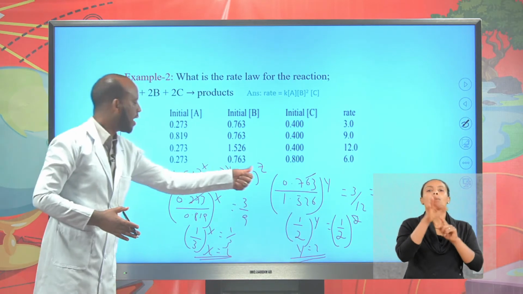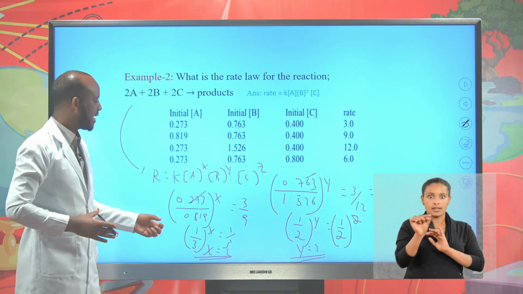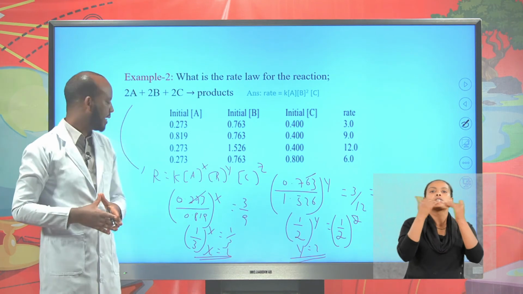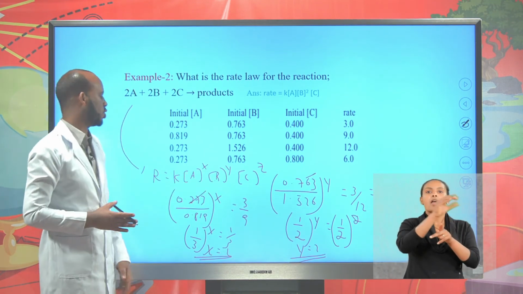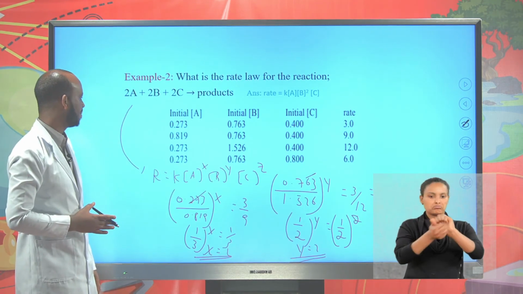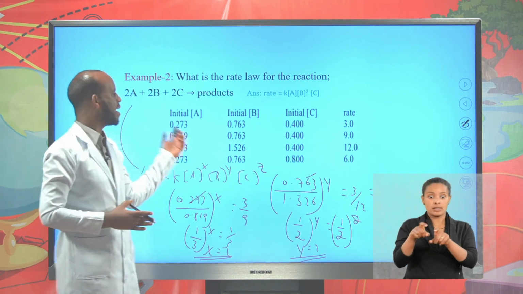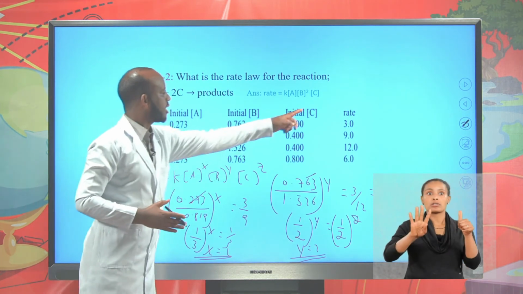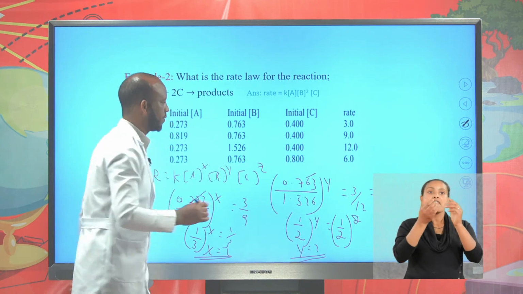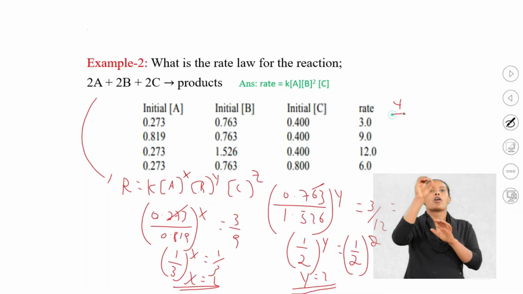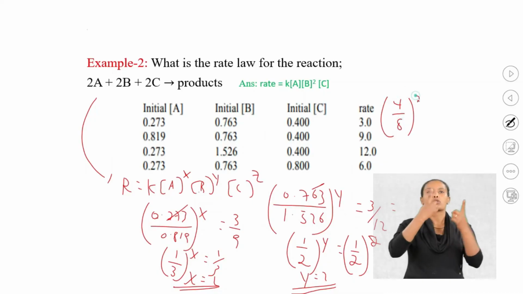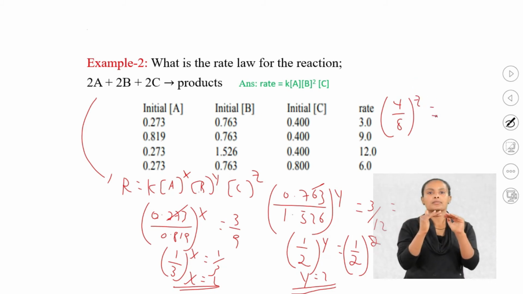To get the value of Z, vary the concentration of C while keeping the concentrations of A and B constant. Now, experiment 1 and 4. Concentration of C varies: 4 over 8 to the power Z equals rate 1 and rate 4, 3 over 6.